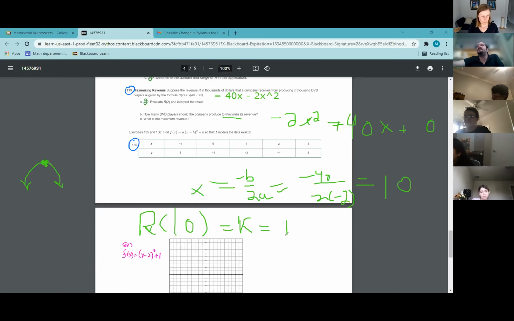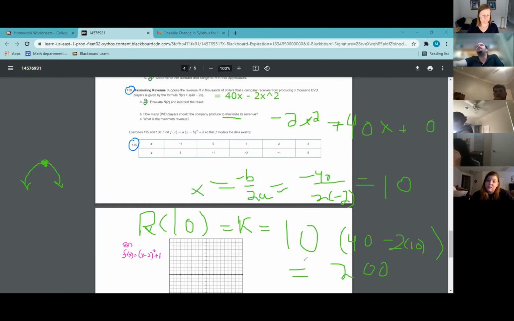So it looks like 10 times 40 minus 2 times 10. I'm going to crunch these numbers real quick. 2 times 10 is 20, 40 minus 20 is 20, so I think this gives me 200. What's my maximum revenue? $200,000. And how many DVD players do I need to sell to get to that? That's another question they could ask you. I have to sell 10,000.